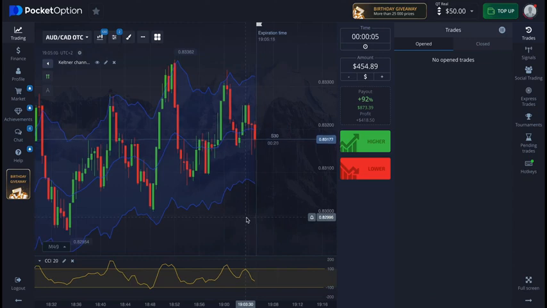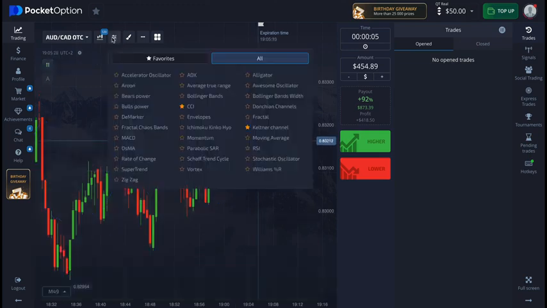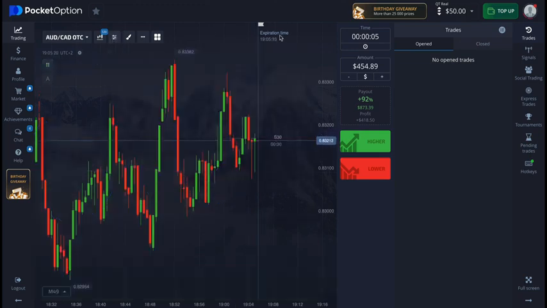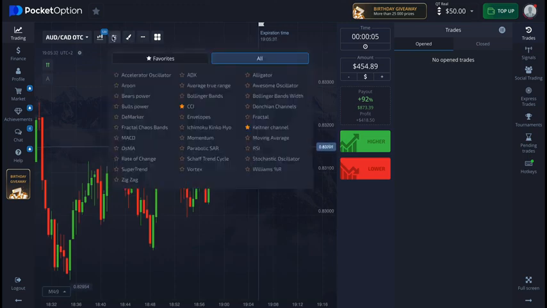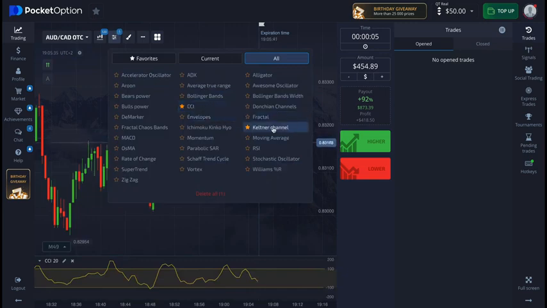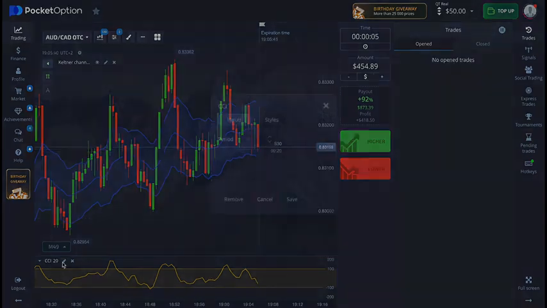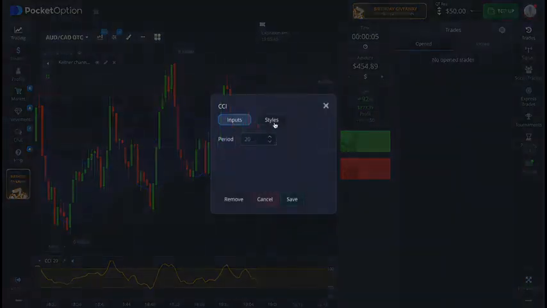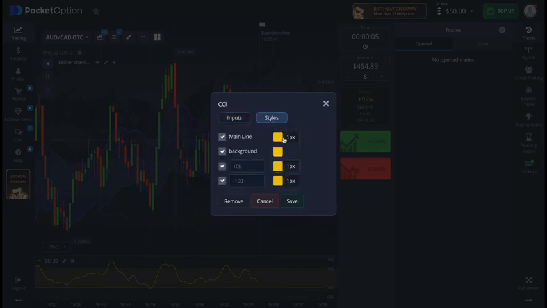First, we have to select the indicator we need. For this strategy, we use two indicators. The first one is the CCI. The second one is the Keltner Channel. Select them and change the settings like I do. For the CCI indicator, I only change the style, but you can change it as you want, because this does not affect the indicator.